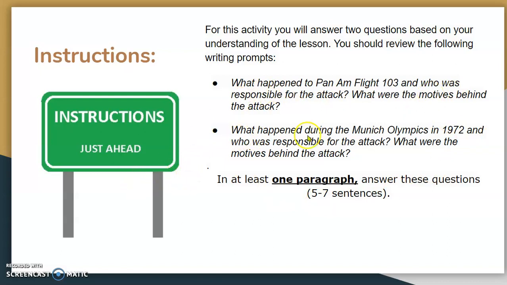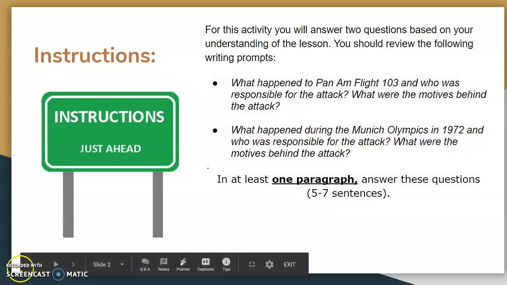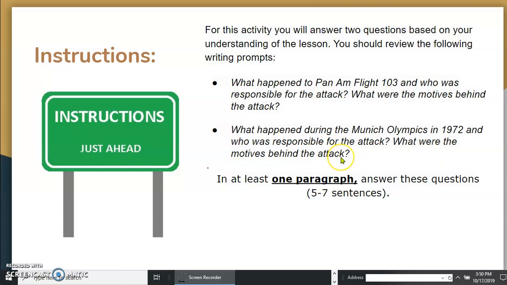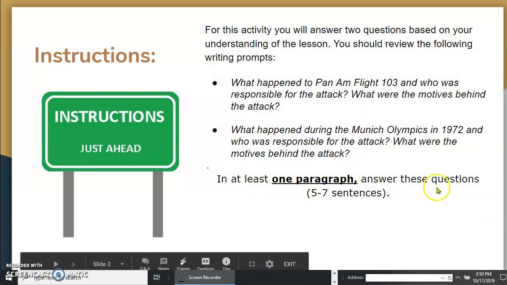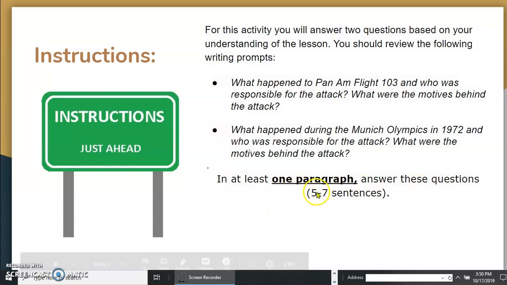All right, the second question asks, what happened during the Munich Olympics in 1972 and who was responsible for the attack? What were the motives behind the attack? So you have to answer each one of these in at least one paragraph. And please remember that one paragraph has, at the minimum, 5 to 7 sentences.